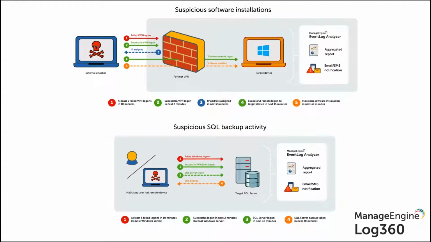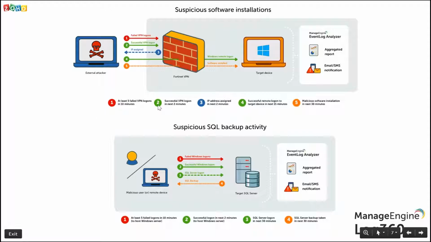So we'll just take a couple of quick examples, which Log360 includes as predefined correlation rules within the product, right? So you can see here. Now the first example would be identifying potential malware installations in your network. You can check for this sequence of events, which helps you identify when an attacker is probably trying to download malware within your network.